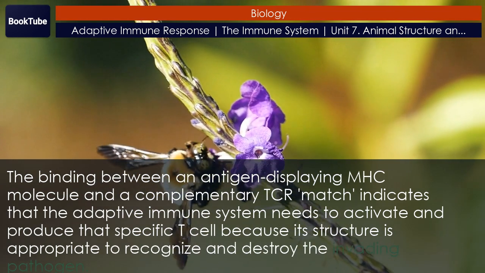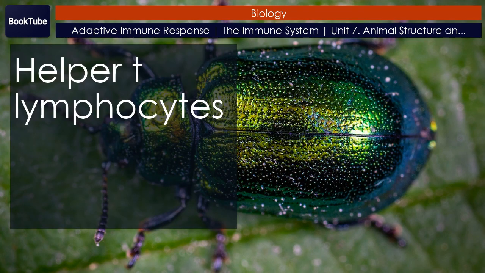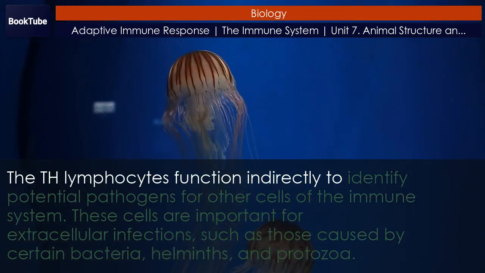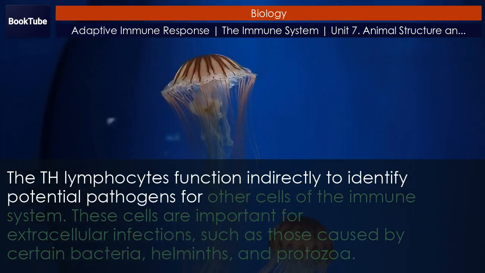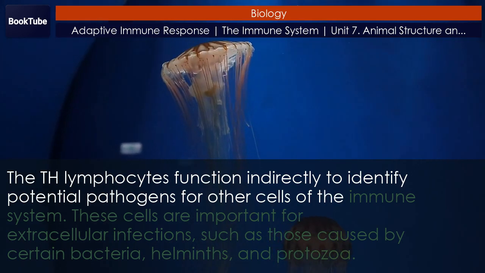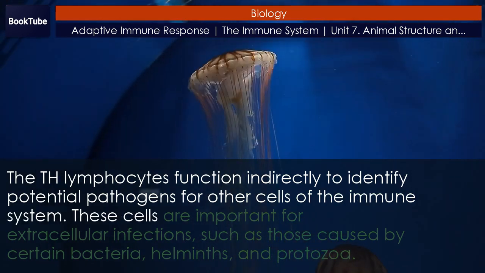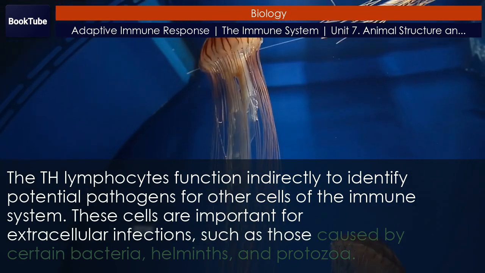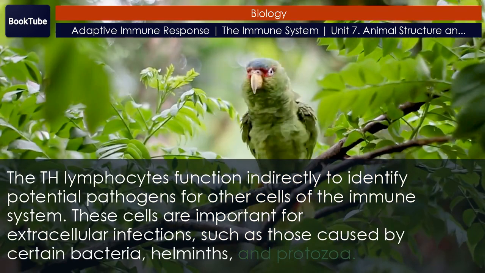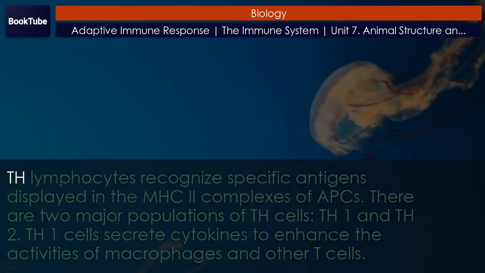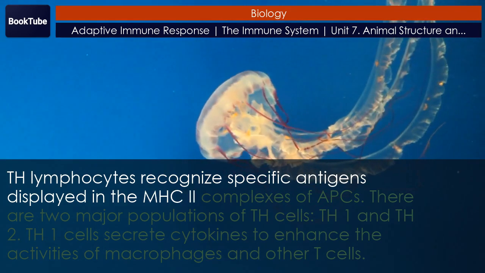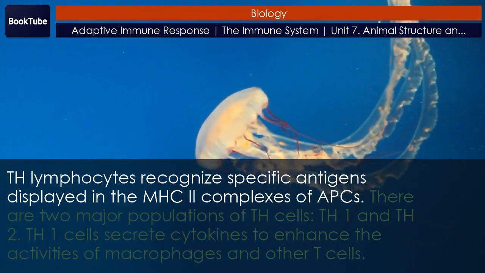Helper T lymphocytes. The Th lymphocytes function indirectly to identify potential pathogens for other cells of the immune system. These cells are important for extracellular infections, such as those caused by certain bacteria, helminths, and protozoa. Th lymphocytes recognize specific antigens displayed in the MHC2 complexes of APCs.